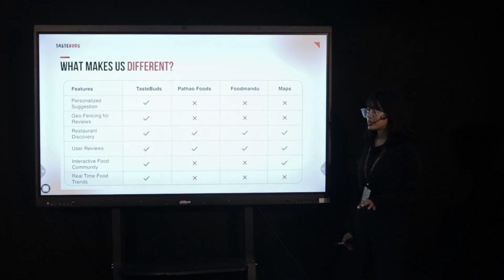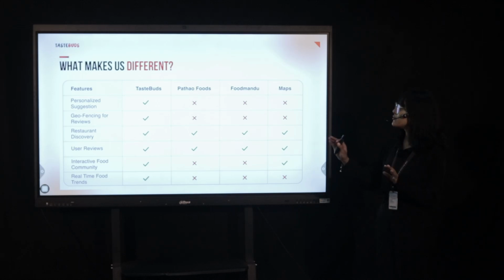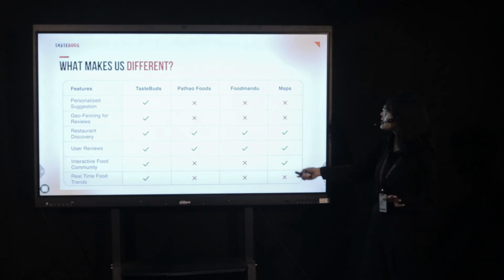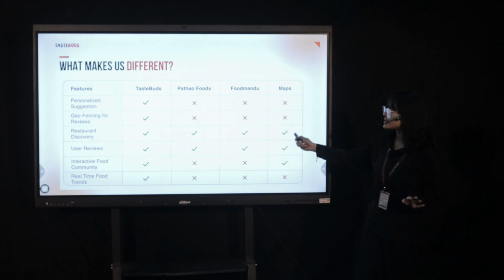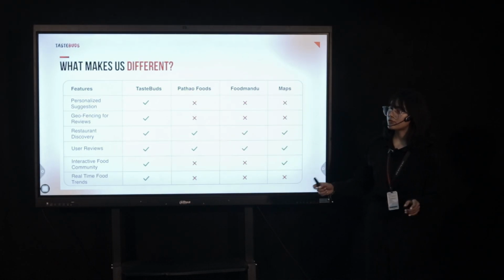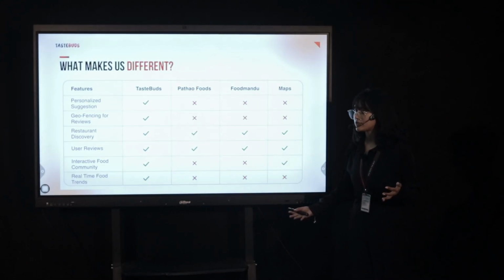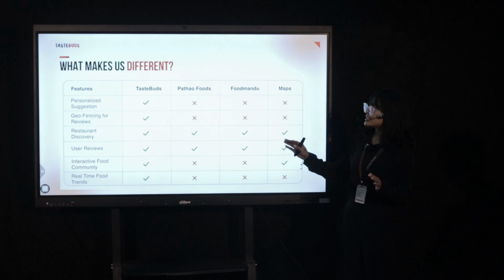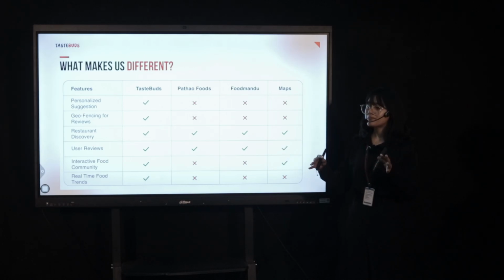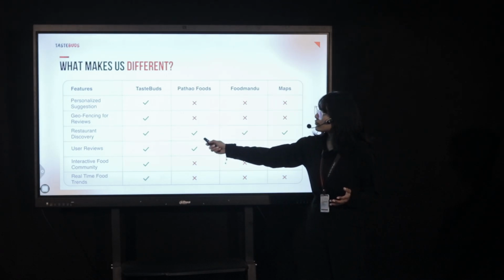So what makes us different? I have done a comparative analysis of the applications that most people in Kathmandu use for food discovery, which are Pathao Foods, Foodmandu, and Maps. We have personalized suggestions, which other applications do not have. If you are craving spicy food, we will recommend spicy food to you. Or let's say you are allergic to peanuts, then we will recommend food which does not contain peanuts. And we have used geofencing for reviews.